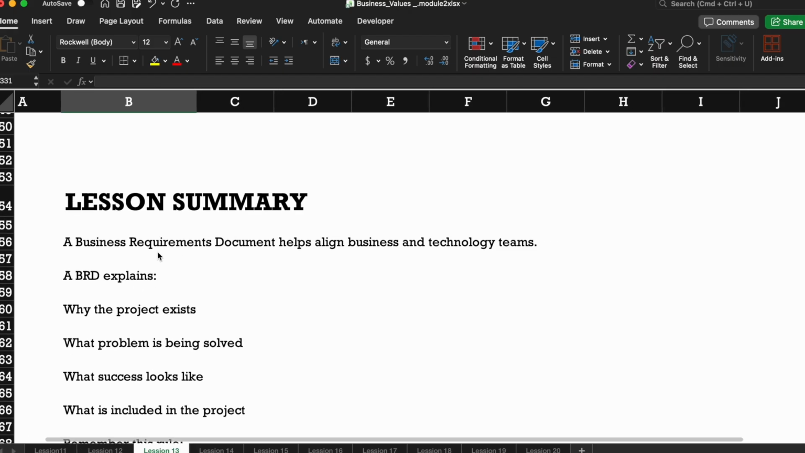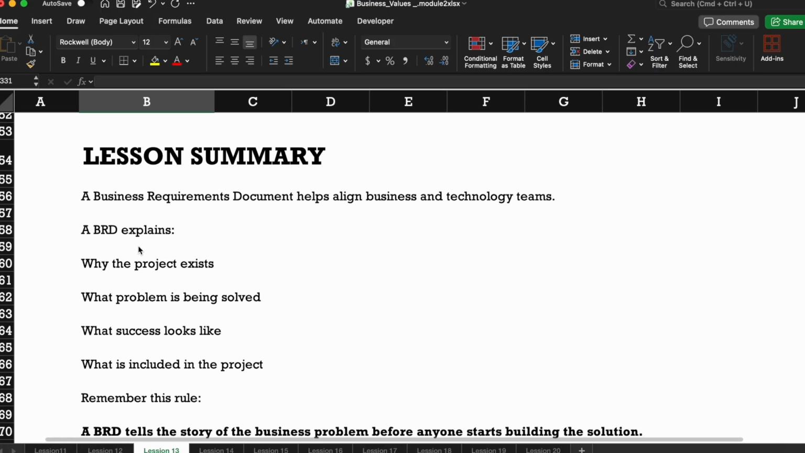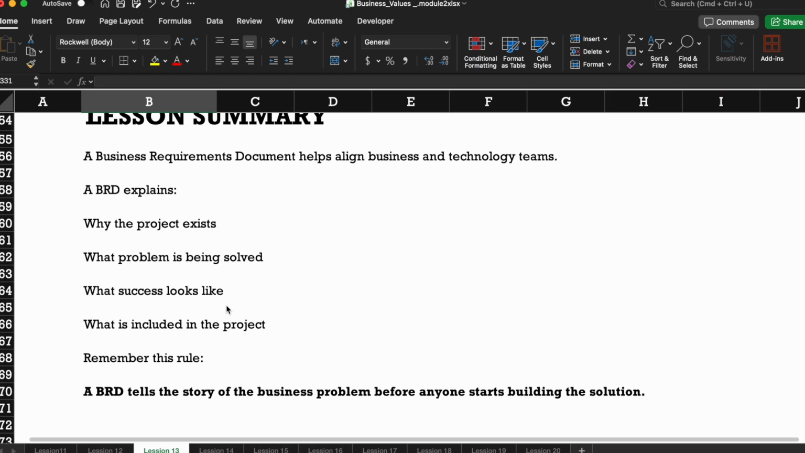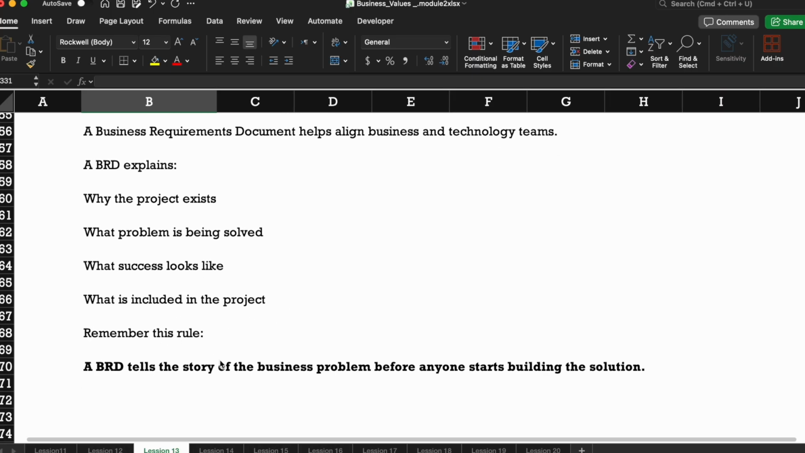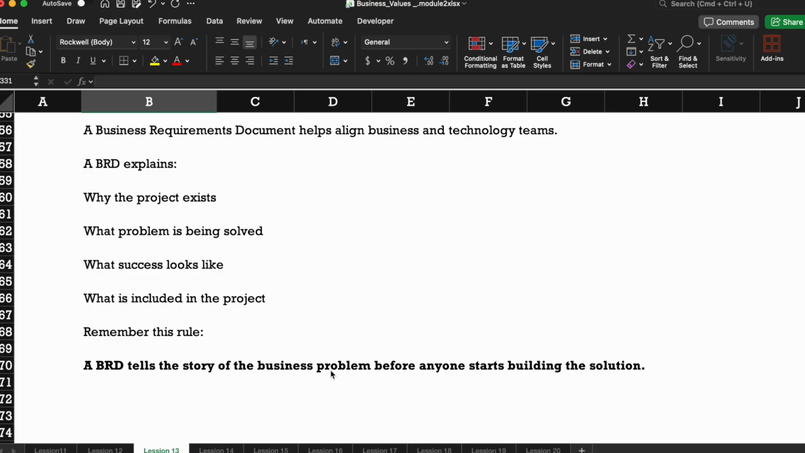So lesson summary: a business requirement document helps align business and technology teams. A BRD explains why the project exists, what problem is being solved, what success looks like, what is included in the project. Remember this rule: a BRD tells the story of the business problem before anyone starts building the solution.